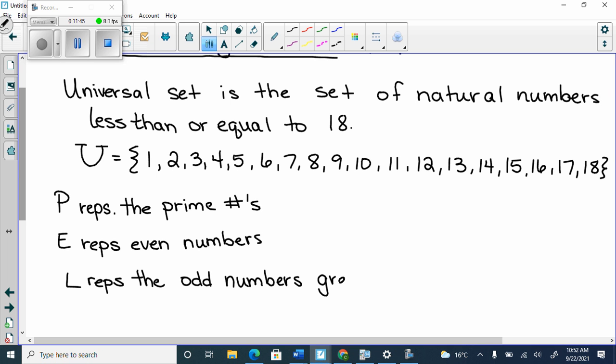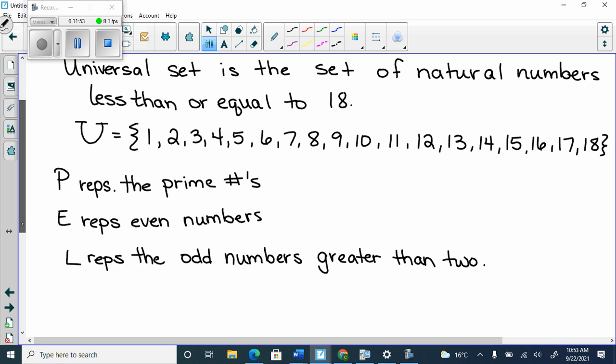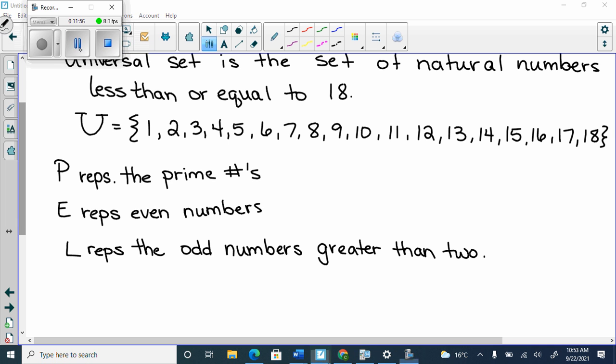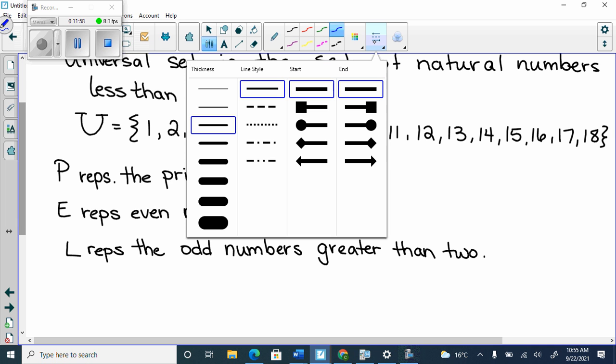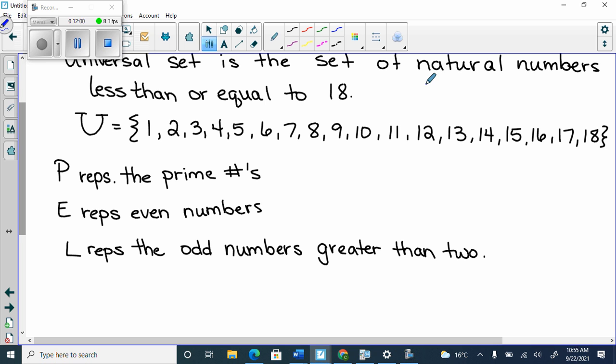Greater than 2. I want you to list what's in each of those sets. All the numbers. So P would equal, the first one you guys said was 2. It was the only even. 1's not a prime number. Then 3, then 5, 7, 11, 13, 17.